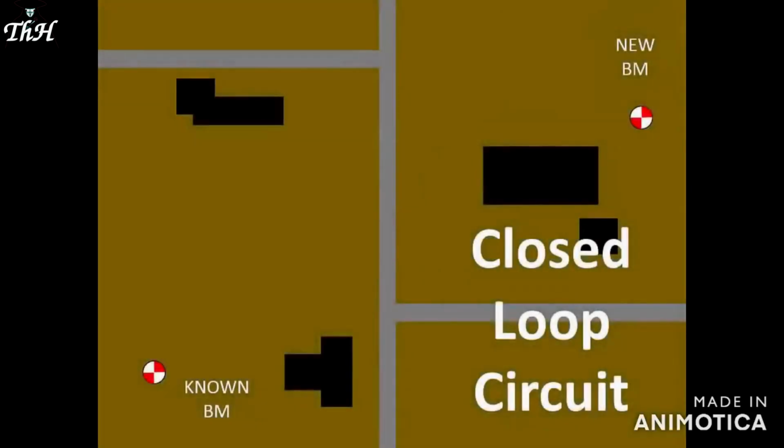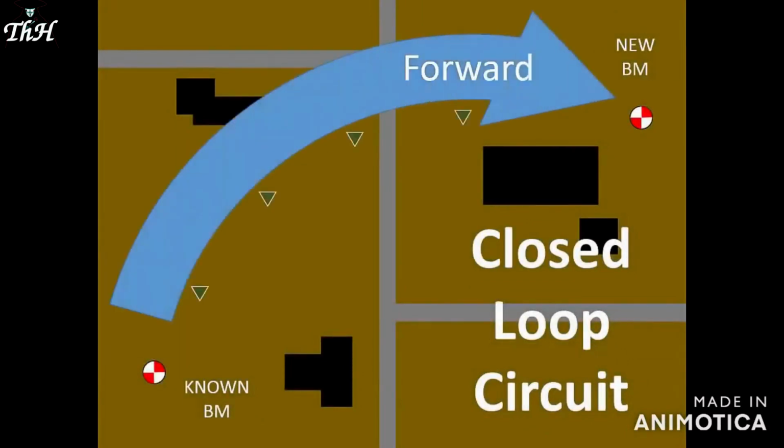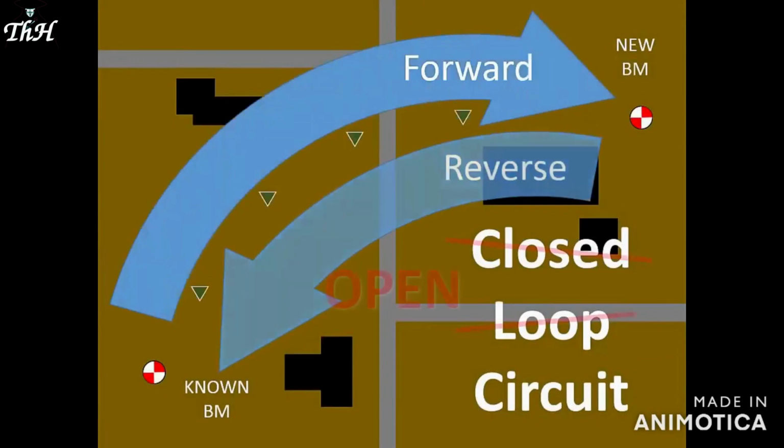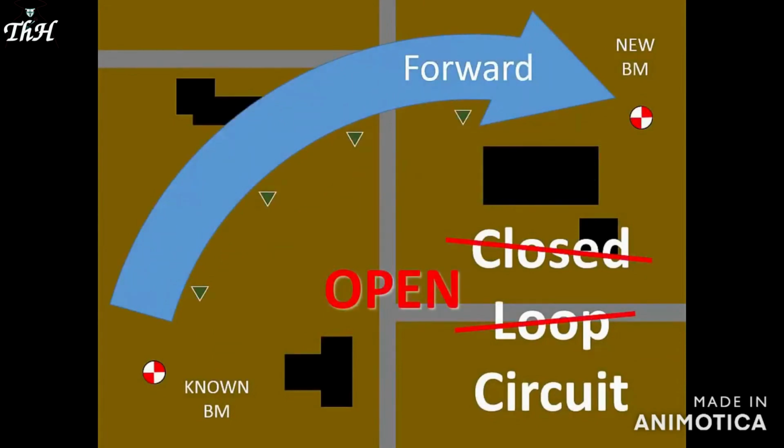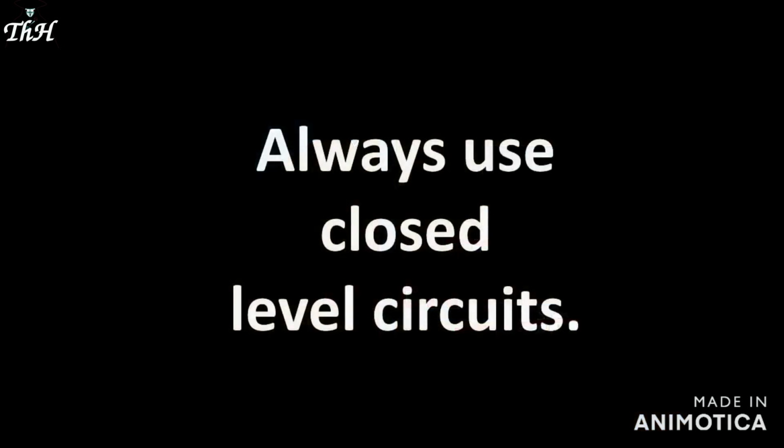If there are closed circuits, then it's possible to have an open circuit. In surveying, an open level circuit does not end on a known benchmark, so it contains no check for blunders and errors. For instance, if we skipped the reverse run of the closed loop circuit from before, it would instead become an open circuit. Because an open level circuit does not self-check like a closed circuit, you should always use closed level circuits.